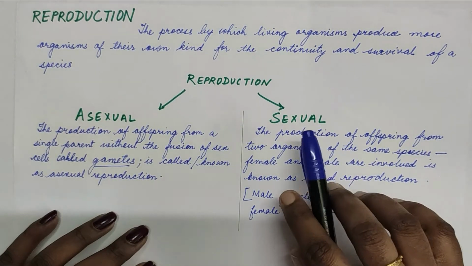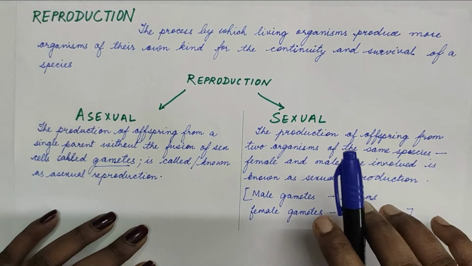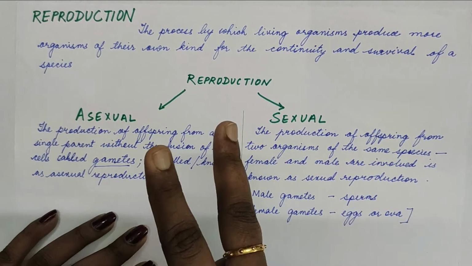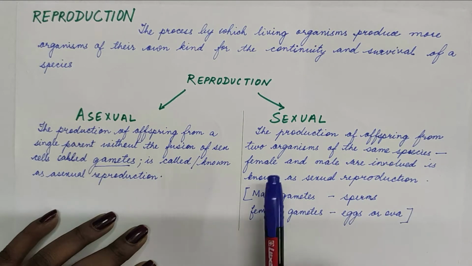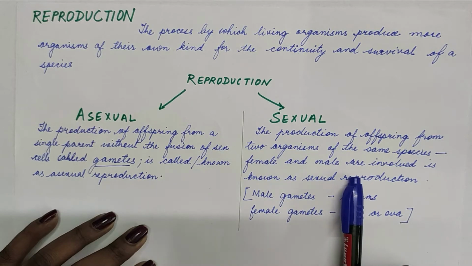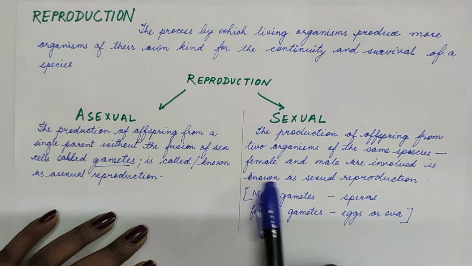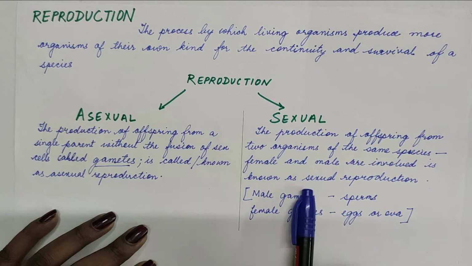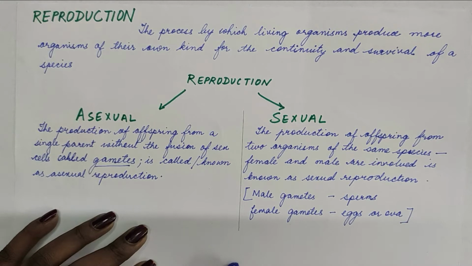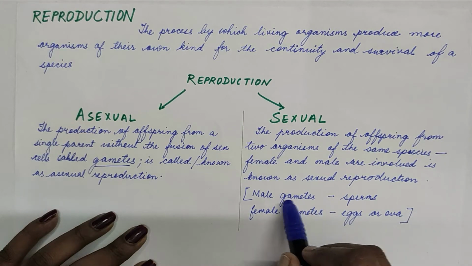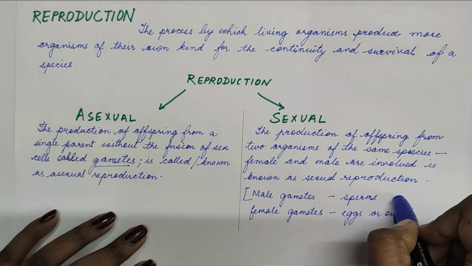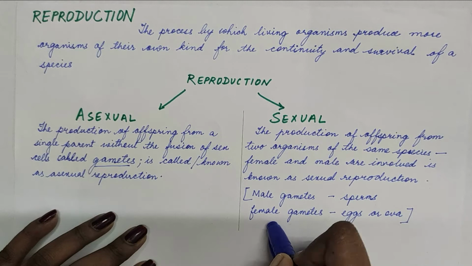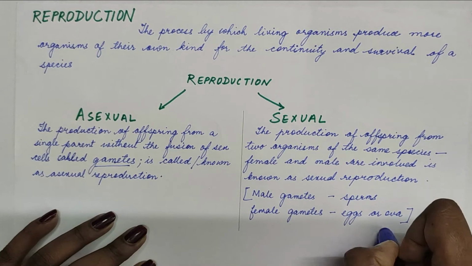Whereas in sexual reproduction, the offspring is produced by two organisms of the same species, one a female organism and the other a male organism, and when their reproduction takes place we call it sexual reproduction. You need to remember that there are two gametes, one male and one female. The male gametes are generally called the sperms and the female gametes are called the eggs or the ova.